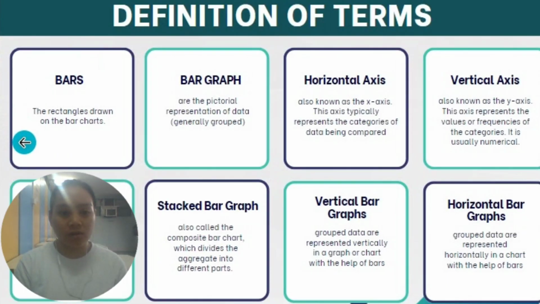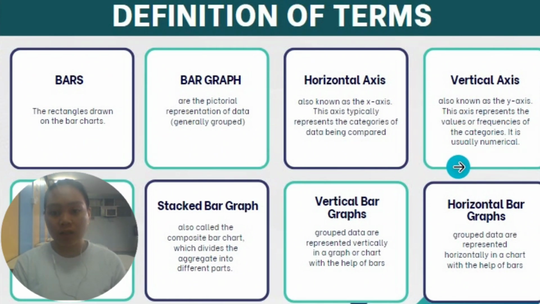Definition of terms. Bars: the rectangles drawn on the bar chart. Bar graphs are a pictorial representation of data. Horizontal axis, also known as the x-axis: this axis typically represents the categories of data being compared. Vertical axis, also known as the y-axis: this axis represents the values and frequencies of the categories.